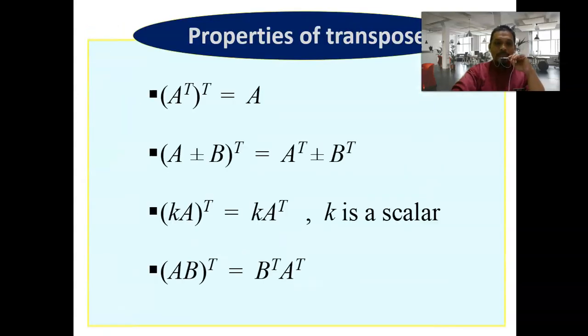Properties of transpose. A transpose: we change between the row and the column of the matrix A, and if we transpose for the second time, it will give you back the matrix A. Then for (A plus or minus B) in brackets, we make the operation of addition or subtraction of A and B first, and then once we transpose, the result is equal to A transpose plus or minus B transpose.